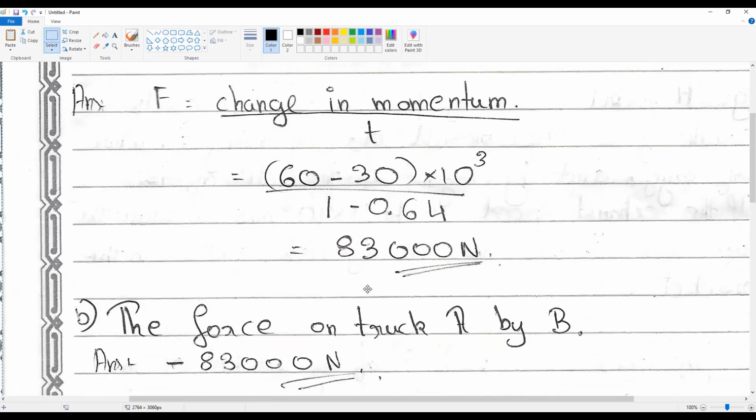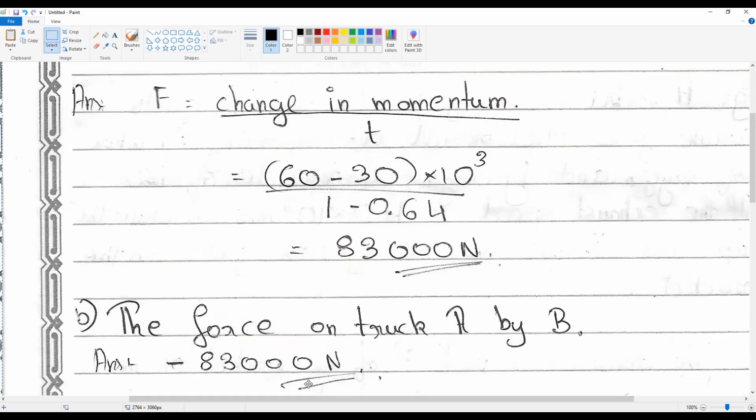Okay. Now, the next question they are asking is the force on truck A by B. Remember, whatever force B pushes A with, A also pushes B with an equal and opposite force. So I can put that. It is equal and opposite. I am getting 83,000 here, so this will be minus 83,000. Put it over there.